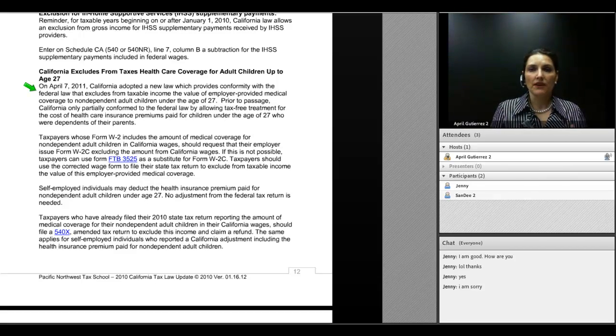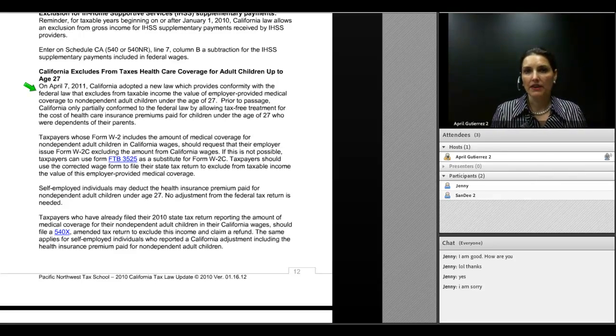So what that meant was, if you'd gone through the California tax season filing California returns, you may have included the value or cost of health insurance premiums paid for non-dependent adult children as income on the California return in the form of an addition. You may also have had an addition on the California return if you claimed a deduction for self-employed health insurance, for example, on the tax return of the parent, or you claimed an itemized deduction for the cost of health insurance premiums paid for non-dependent adult children.